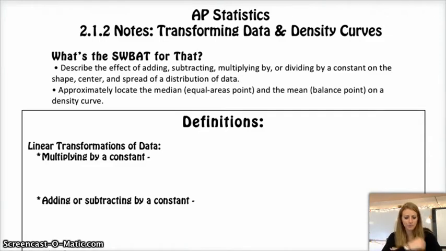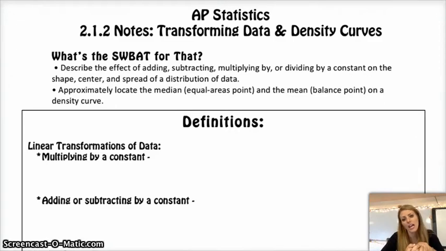Okay. So first, just a couple of quick definitions. Linear transformations of data. So basically, what we're talking about here is if I have a set of data, what happens to the distribution of that data? By distribution, I mean the histogram or the box plot, or the shape of the values.